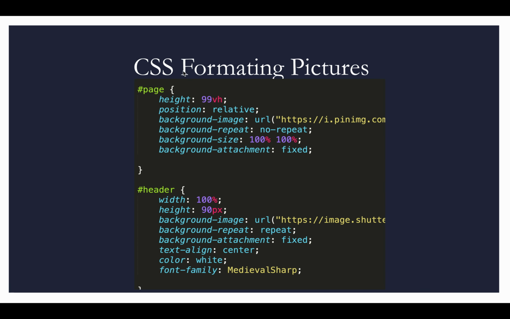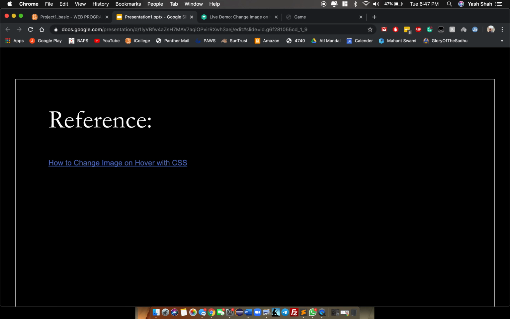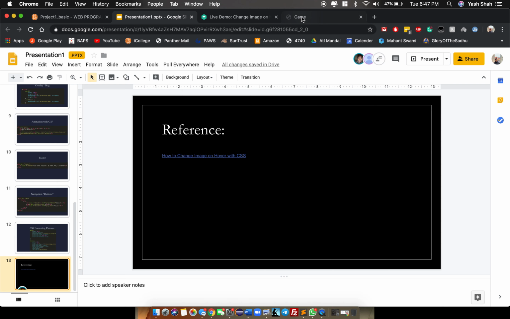And then we also learned how to do CSS formatting with pictures. We learned how to adjust the size with the background size. So if the image was too big or too small, this is how you would change it, as well as turn off repeat or create repeat with the background repeat property, as well as the width and height to change the size of the pictures themselves. These are some of our references, and now we'll be going on to the game demo.